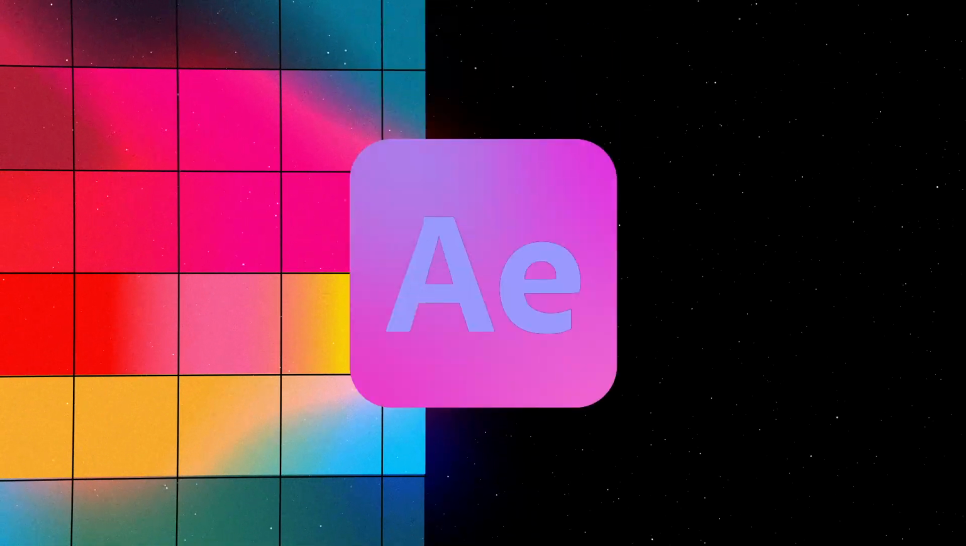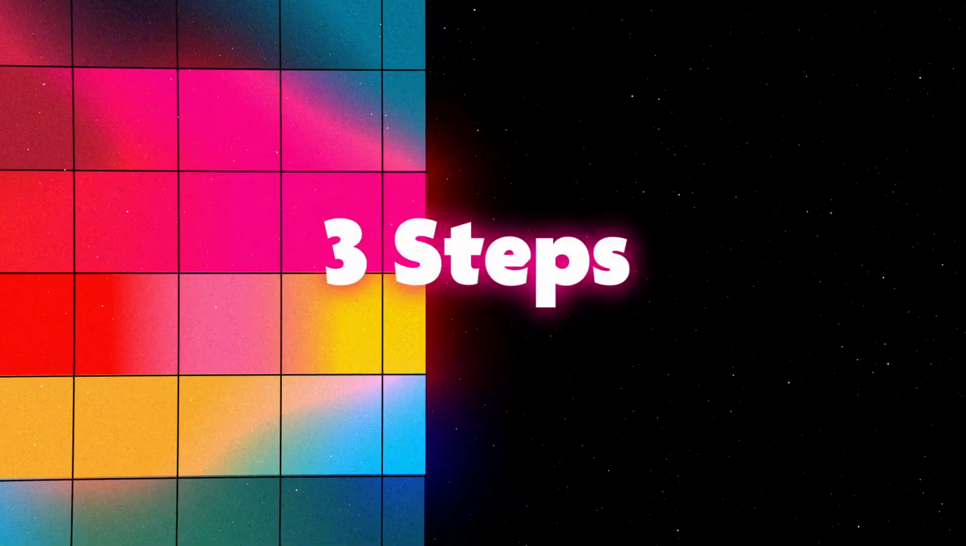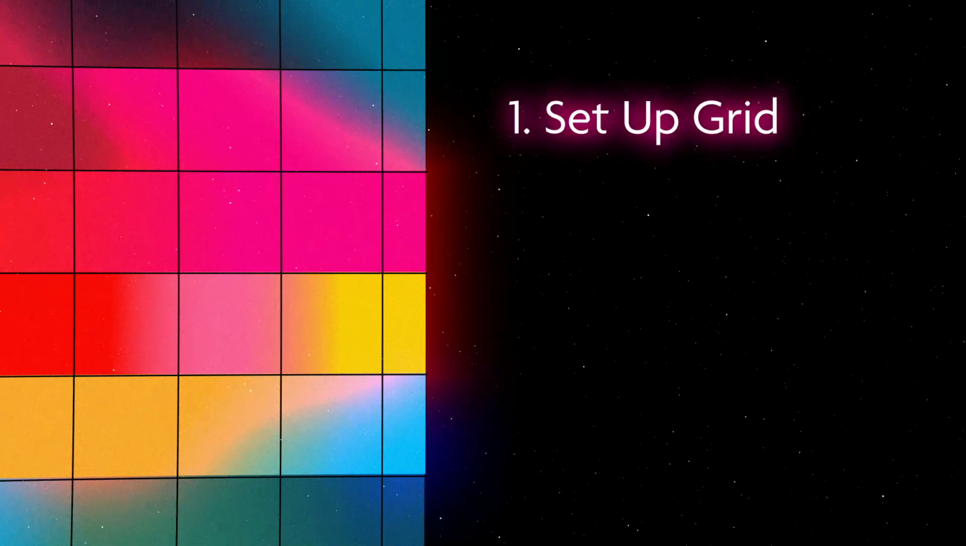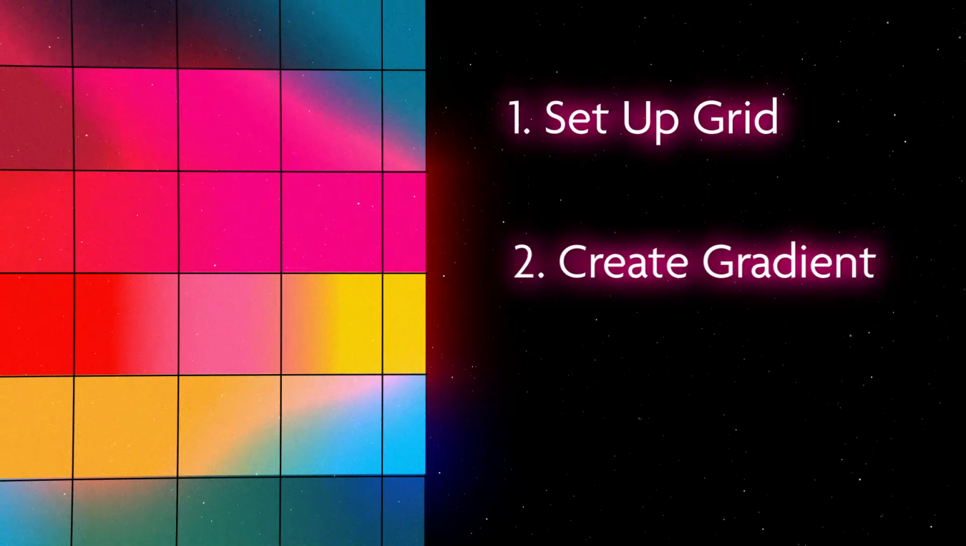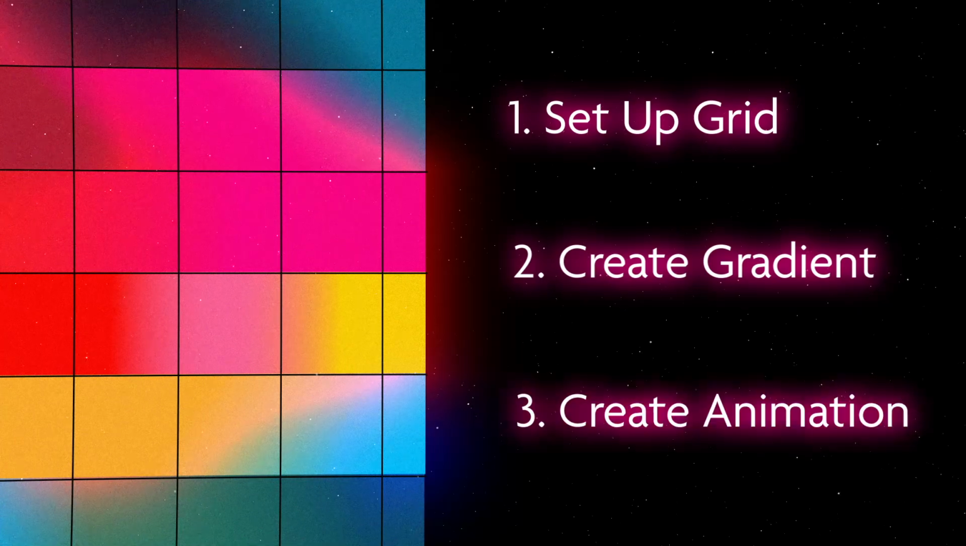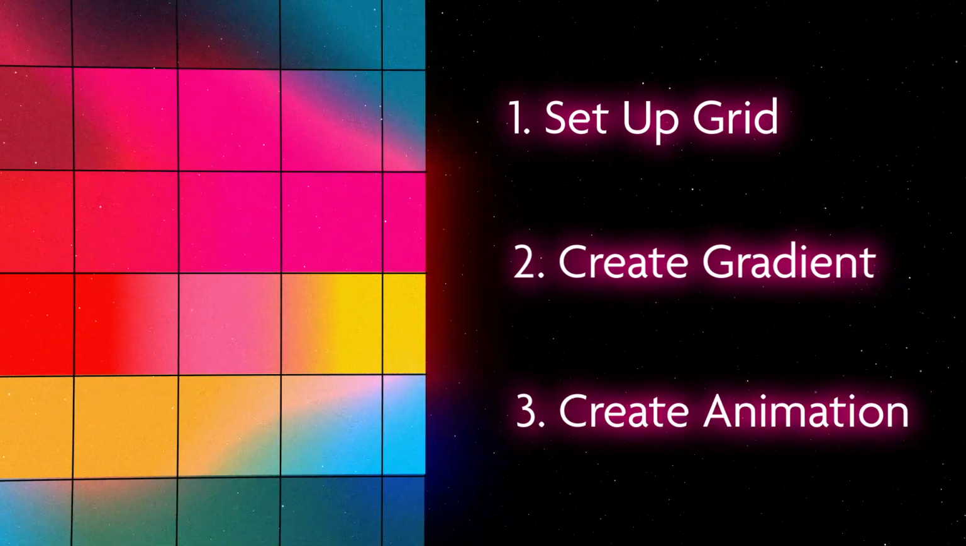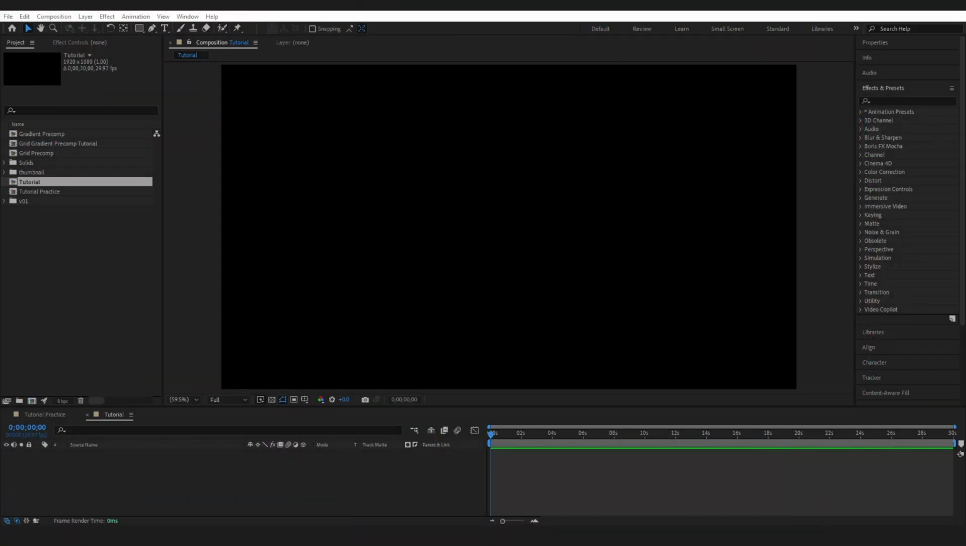I'm going to show you how to create this animated grid in After Effects. This process can be broken into 3 steps. First, I'm going to show you how to set up the grid lines. Next, I'll show you how to create the gradient. And finally, I'll show you how to create the animation. Let's jump in. Okay, I am inside my composition.